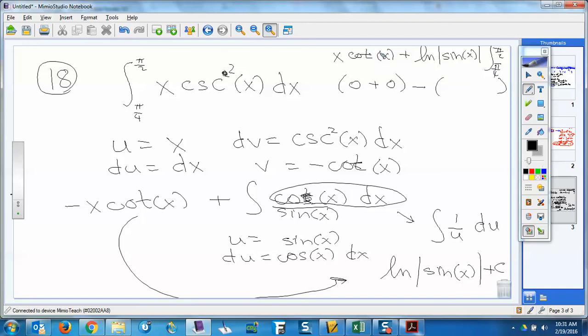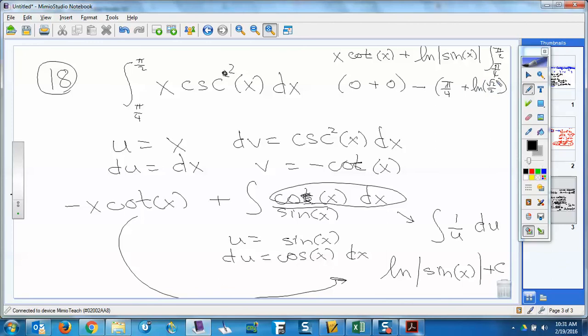Anyway, some of you made this mistake when you were doing f of b minus f of a. You didn't think of these parentheses because you're subtracting there, so you got to be careful there. And then pi fourths, cosine of pi fourths is root 2 over 2. Sine of pi fourths is root 2 over 2. So that would be 1. And then put a pi fourths there. So pi fourths times 1 would be pi fourths. Plus, what's sine of pi fourths? Root 2 over 2, right? So this would be ln of root 2 over 2.